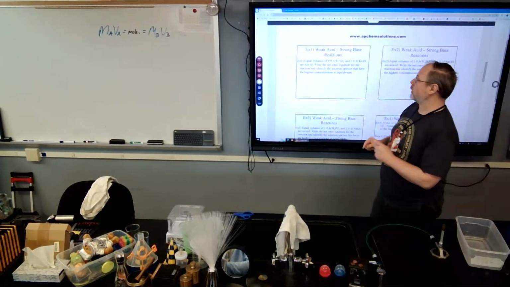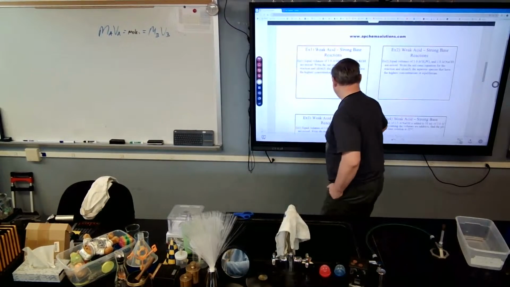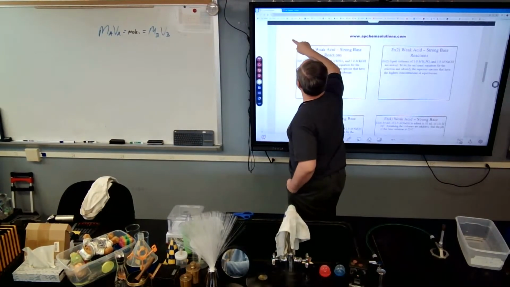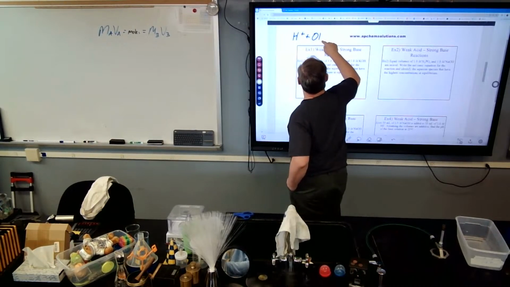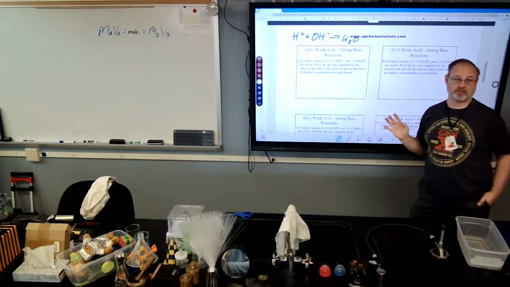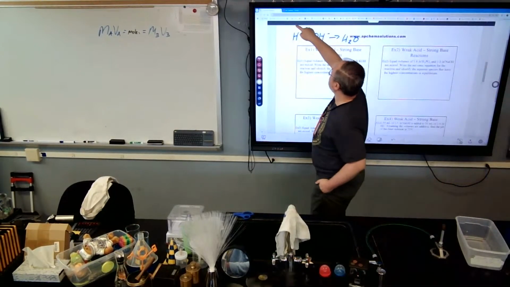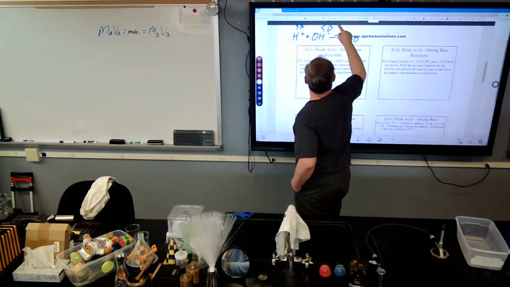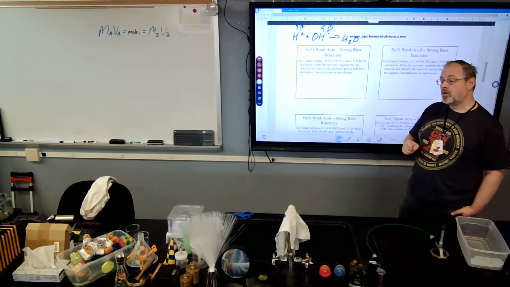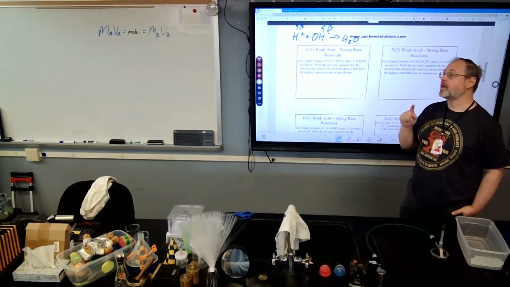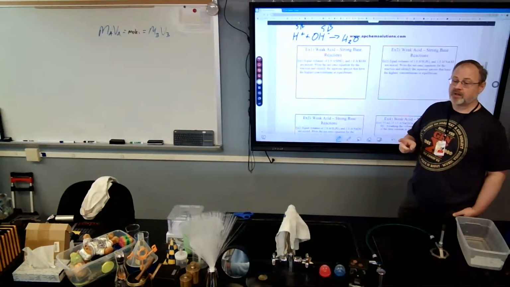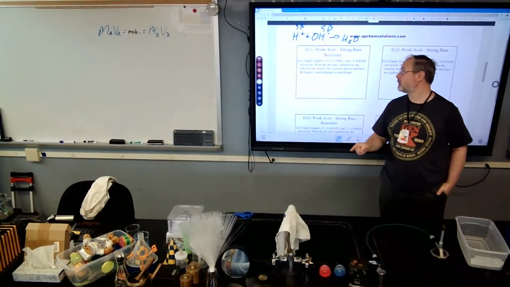What is important is the net ionic equation. For a strong acid, strong base, the net ionic equation is always going to be H plus plus OH minus makes H2O. It's always going to be that. So this is our strong acid, this is our strong base, and that's our water. However, for a weak acid or a weak base, you have to show the undissociated molecule because there's so much more of that undissociated molecule.